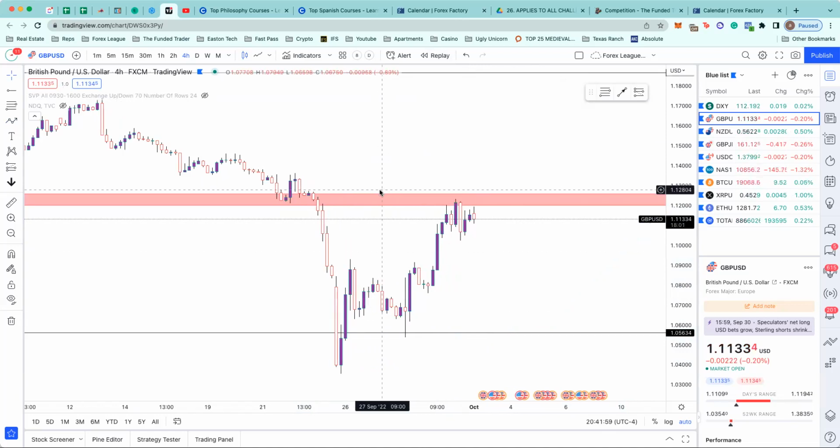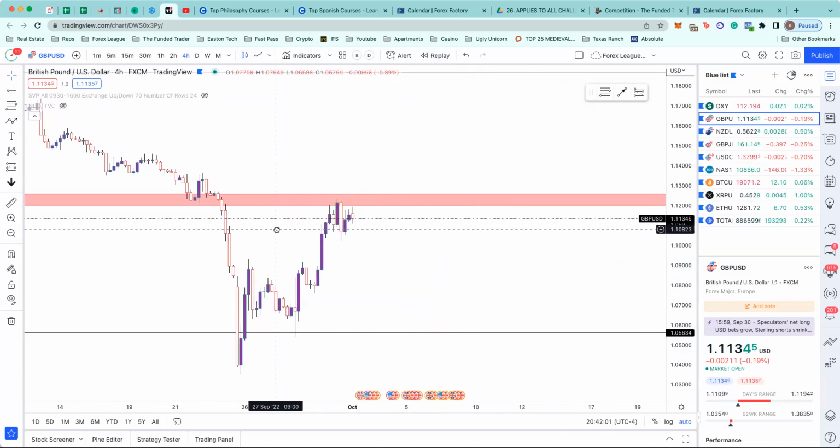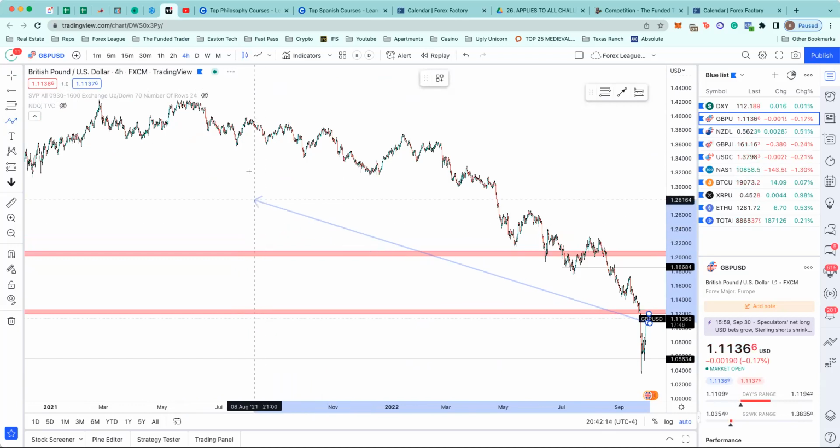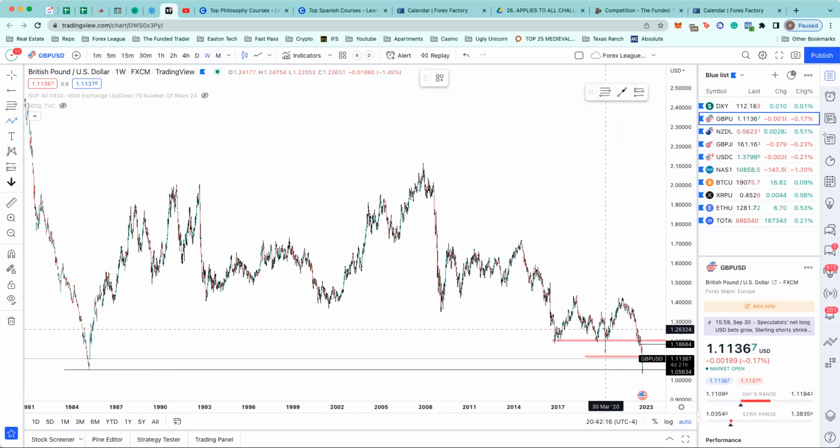So now, what are we looking for? If we are looking to continue with this bearish trend, we are in the perfect position right now to look for sells. I say that because I have this weekly level of resistance right here. This thing has previously rejected this level with a ton of volatility.